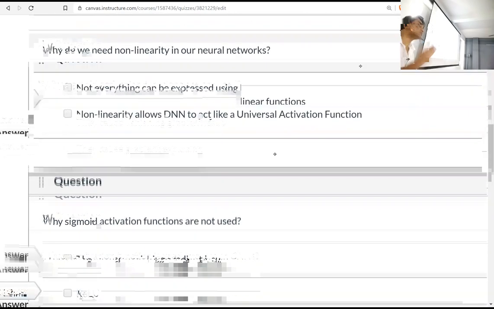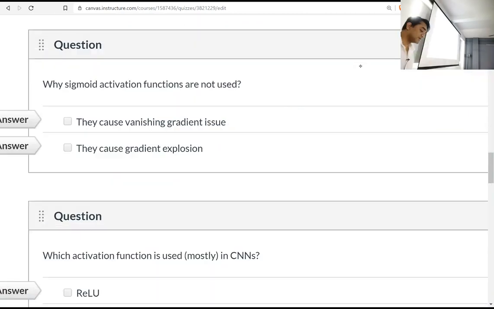Now, sigmoid activation functions are not used because they cause the gradient vanishing issue and the gradient explosion. We're going to go deeper when we cover activation functions. What is gradient vanishing? It means the gradient which is flowing back is 0. Gradient explosion means it is 1 or more always, like a huge value. And why is 1 bad?